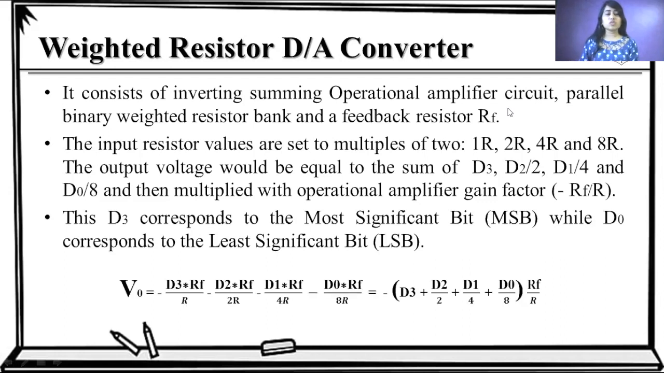Here we have the equation V0 is equal to, as we discussed previously, minus D3 into RF divided by R, then minus D2 multiplied by RF divided by 2R, then minus D1 into RF divided by 4R and minus D0 into RF divided by 8R, and by taking the minus sign and RF by R common, we have this logical expression for the analog output voltage. So this is how we can convert digital to analog using the weighted resistor type.